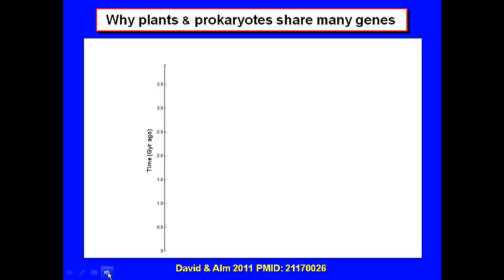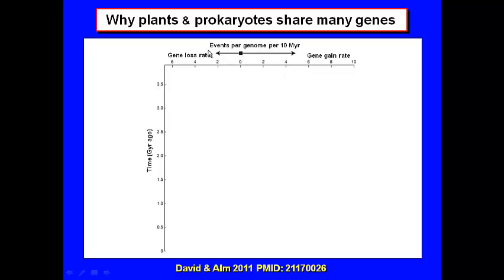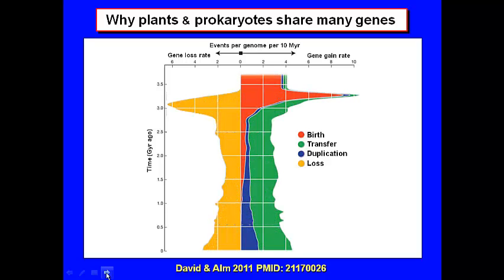What they did was plot a time axis from the present going back 3.5 or more billion years. So this is a time axis. And they plotted their estimates of the gene loss rate and the gene gain rate, with 0 there. They did that for the birth or appearance, from nothing, of new gene families, for the transfer of new gene families, for their duplication, and for their loss.